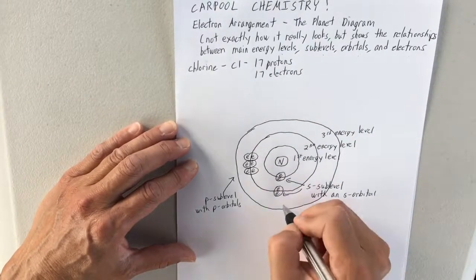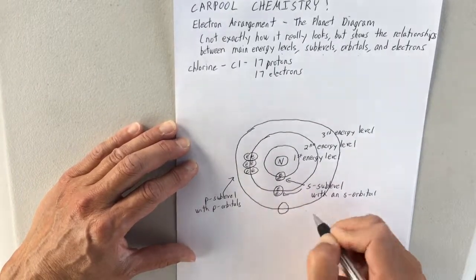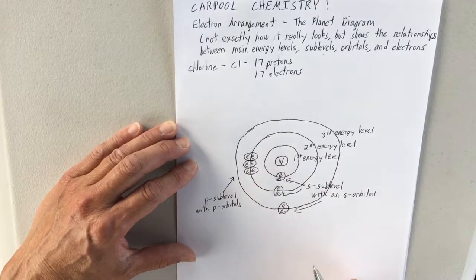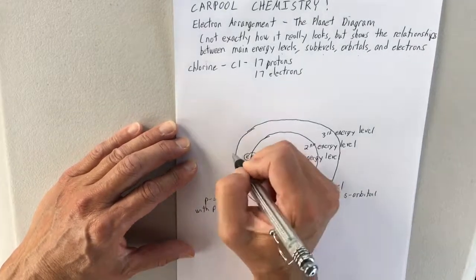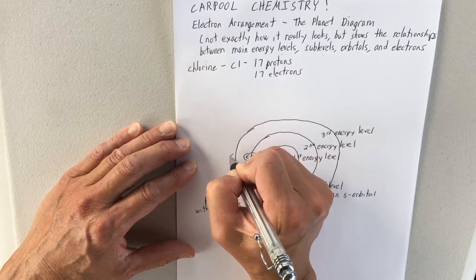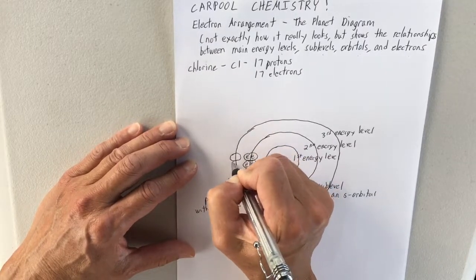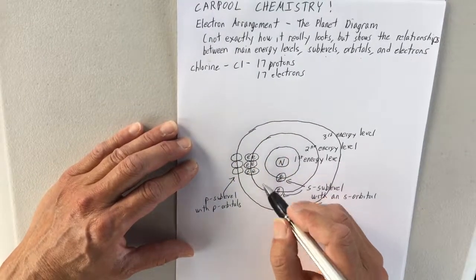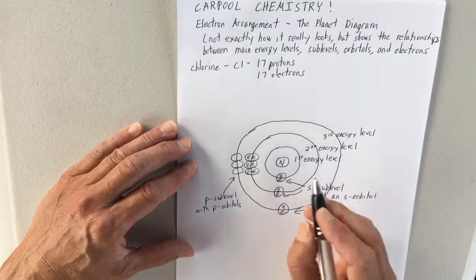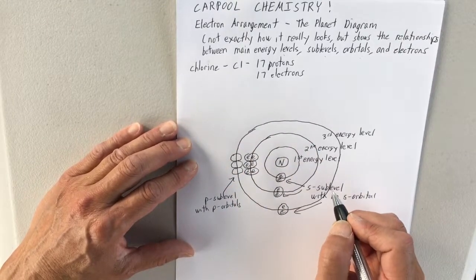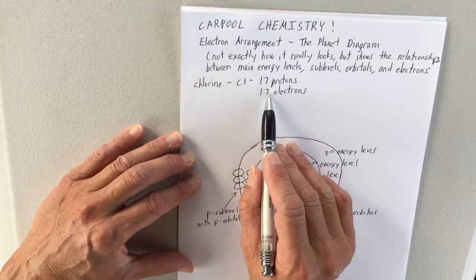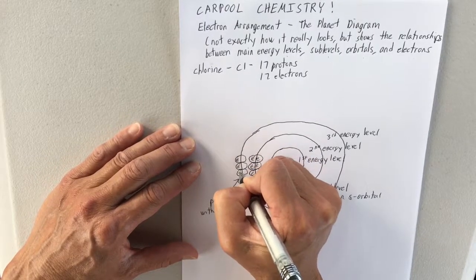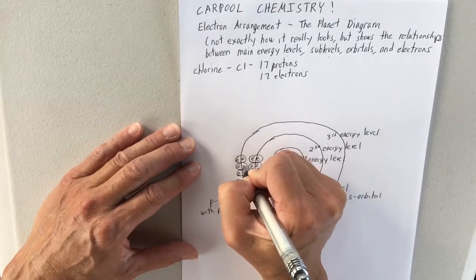The third energy level can also contain an S sublevel with 2 electrons. And the third energy level can also contain a P sublevel with 3 orbitals. So far we've placed 2, 4, 6, 8, 10, 12. We need to place 5 more electrons to make a total of 17. So we put 1 in each first, and then we double up.